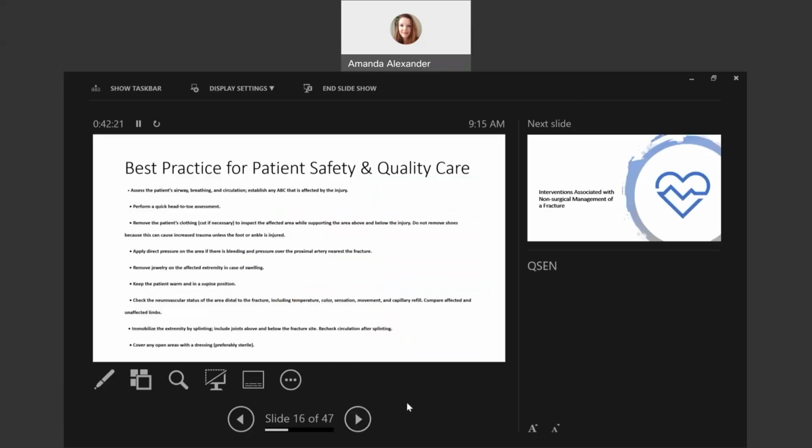All right, some of the best practices for patient safety and quality. We're going to assess the patient's airway always. This is going to be priority in your nursing questions. When you see a patient and it asks you anything about which patient you're going to see first, which assessment you're going to complete first, or what treatment you're going to do first, airway, breathing, and circulation will always be number one, okay, you guys?